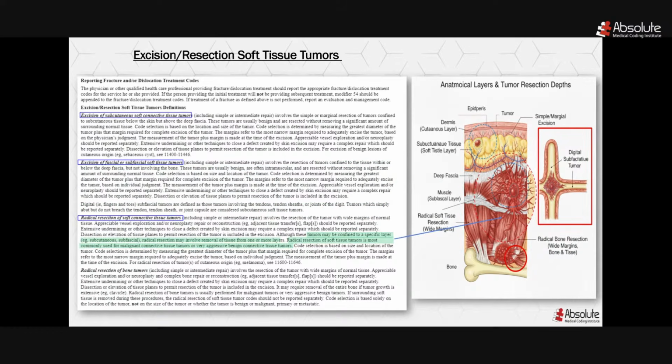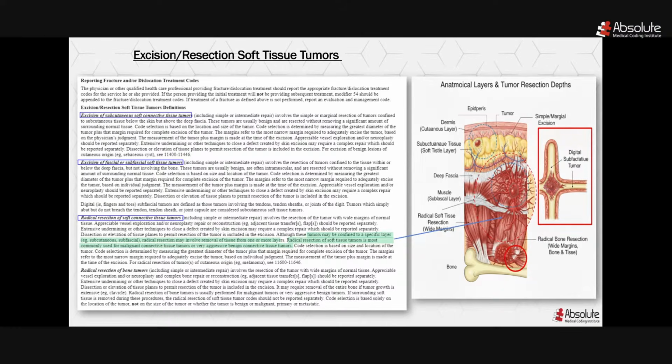Okay. So the radical resection of soft tissue tumors here, even if the tumor is confined to one layer like subcutaneous or subfascial, the radical resection requires removing the tissue from one or more layers. So these are mostly performed on malignant tumors or very aggressive benign tumors.